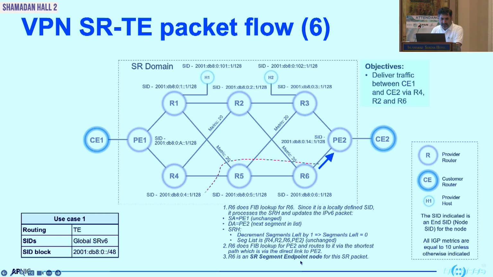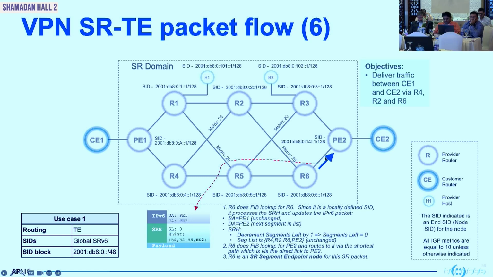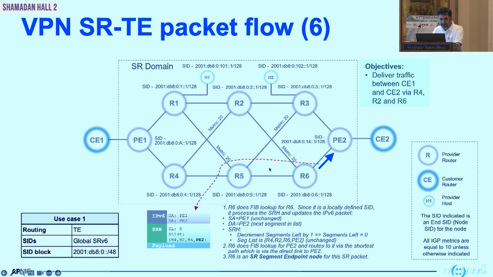Once the packet reaches the PE2 router, the destination address is the same as the local address, and the segment left field is 0. That means there is no more segment left to process. It will scrap the SRH, look at whatever header comes after the segment routing header, and process that. Based on that, it will look up the packet in the payload and forward it to PE2.